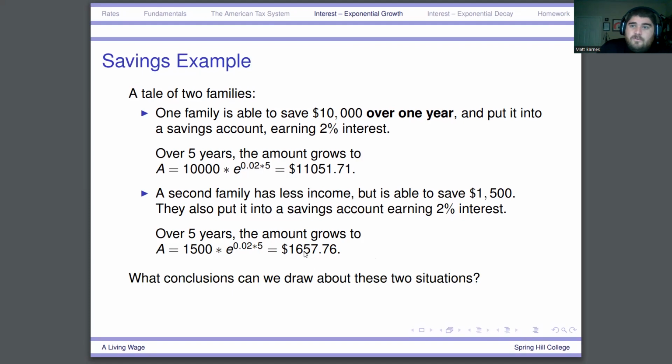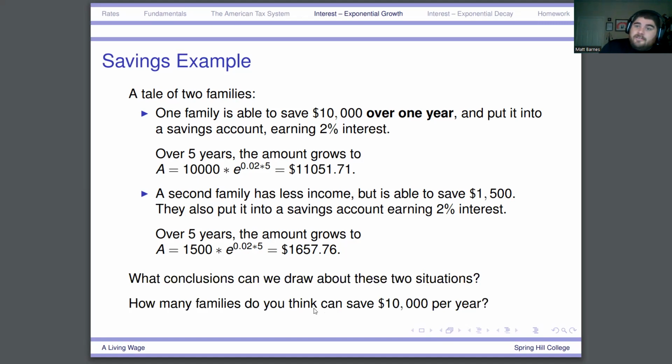So we'll talk a little bit later about the conclusions that we can draw from this. And by we, I mean you, when we do our worksheets. They have some fun discussion questions, but I want you to just think about these two scenarios and some things you notice between them. Another thing to think about here is how many families do we think can save $10,000 in a year? Or another way to phrase this question is, how long do you think it would take you or your family to save $10,000?